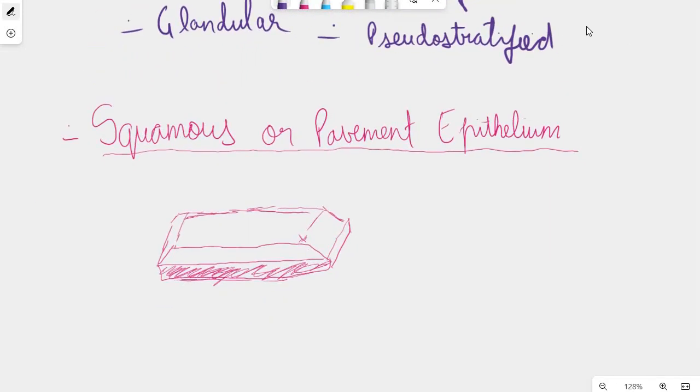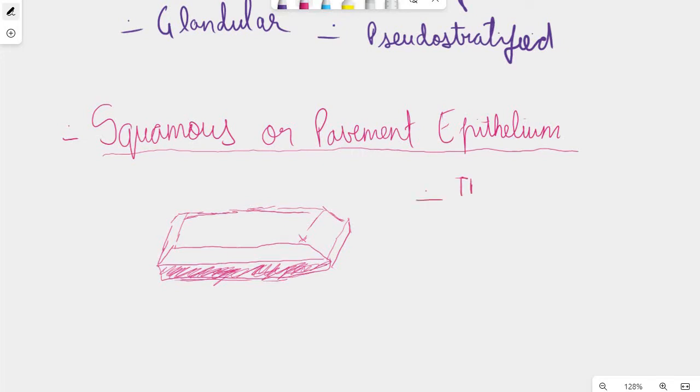Okay, so squamous or pavement epithelium. Squamous is the proper name and pavement is the common name for this type of epithelium. This is a very rough diagram just for your reference, so you can make this diagram in your exams and tests when required. Basically, this is the squamous epithelium and this is the basement membrane, the shaded part. Now the characteristics, the structure and the functions of squamous epithelium. Let's list them all.